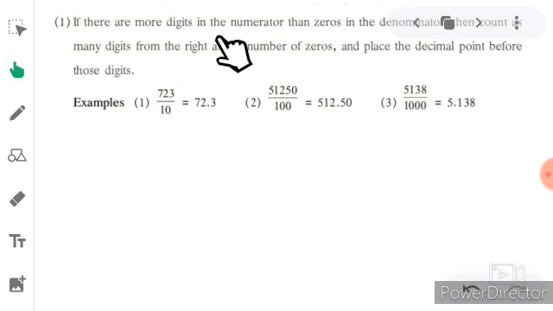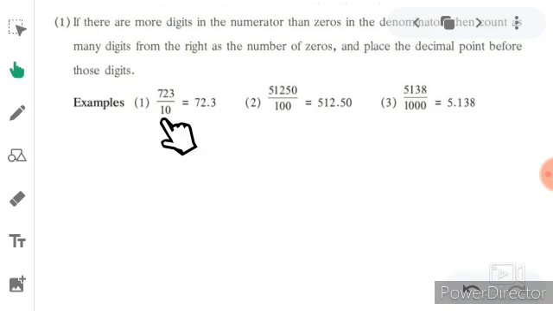If there are more digits in the numerator than the zeros which are present in the denominator, then count as many digits from the right as the number of zeros. Means here one zero is there, so you will have to count from the right-hand side and place the decimal point before those digits.